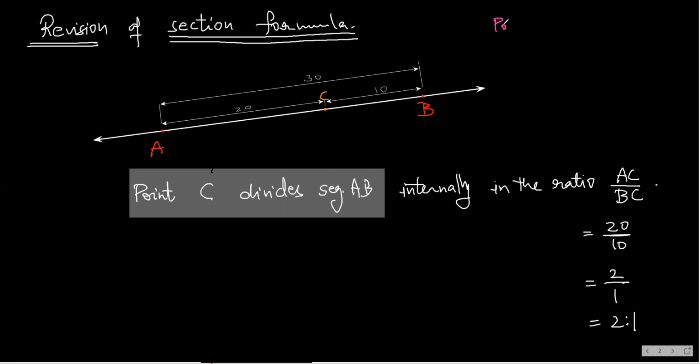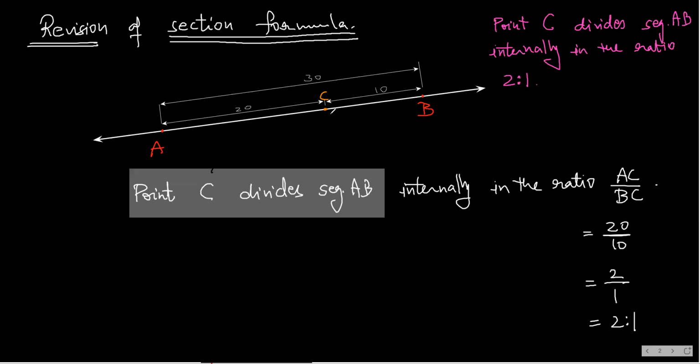I will write: point C divides segment AB internally in the ratio 2 is to 1. What did I write? I wrote point C divides segment AB internally in the ratio 2 is to 1.